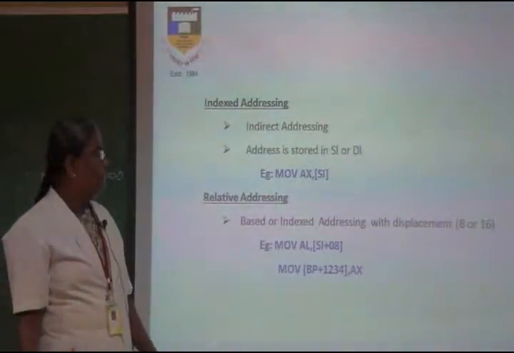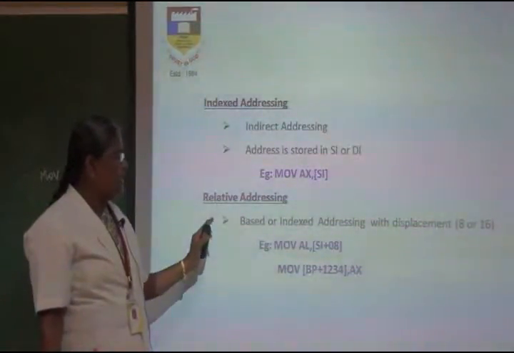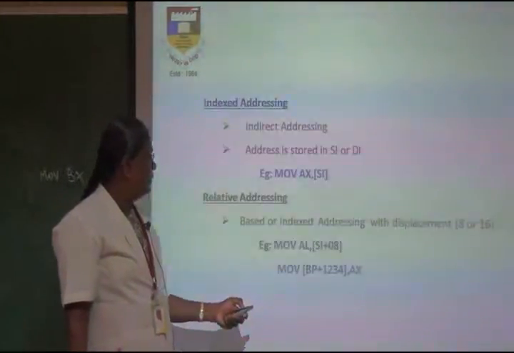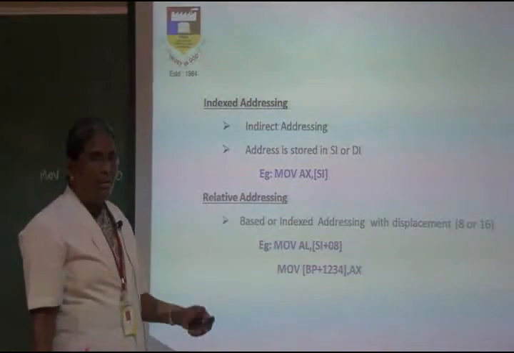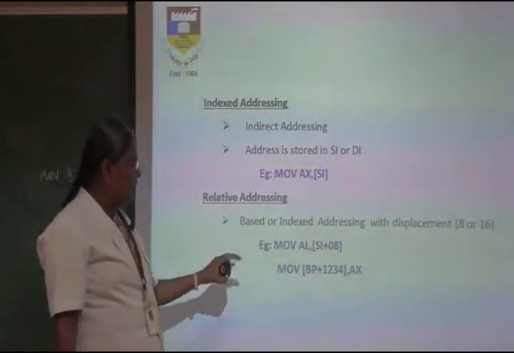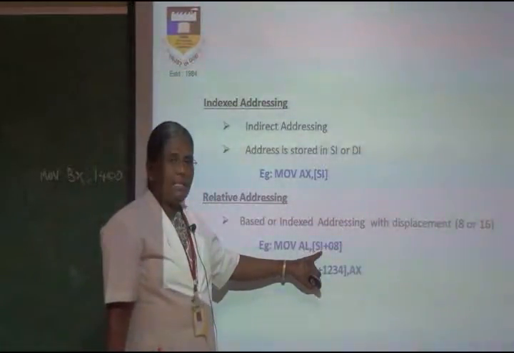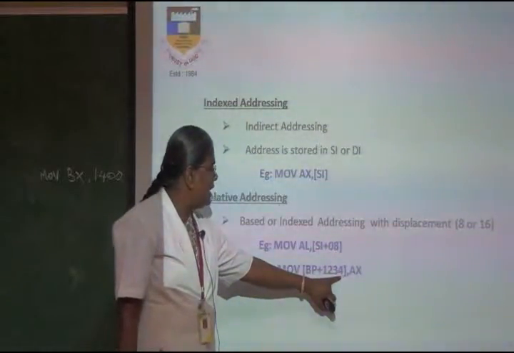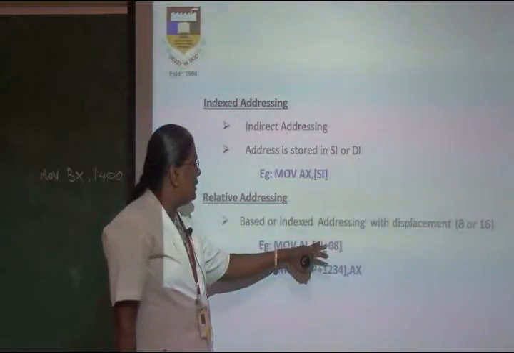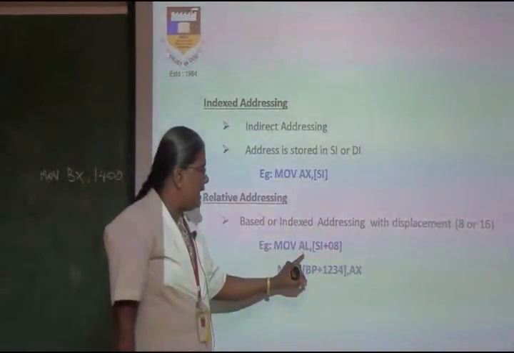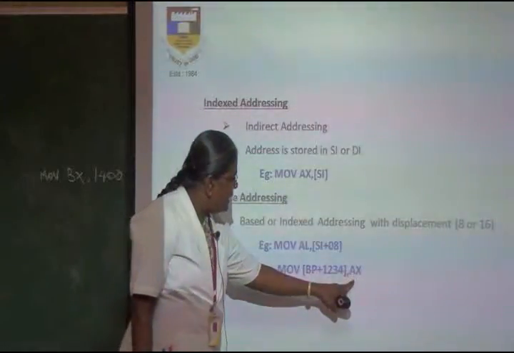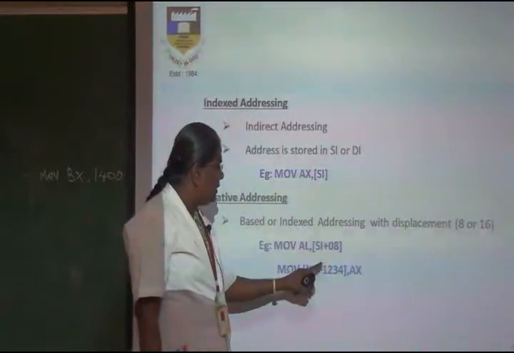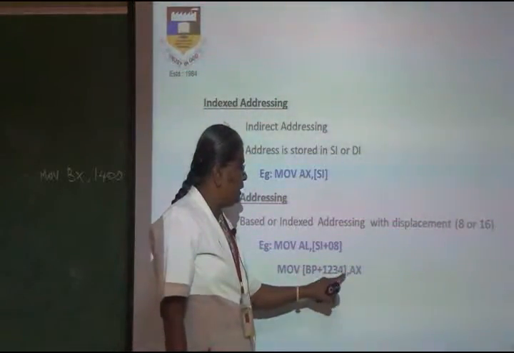Then relative addressing is used along with based addressing or indexed addressing with a displacement of 8-bit or 16-bit. The contents of that base register or index register are added with the displacement of 8-bit, or here 1234 is a 16-bit displacement. Then the contents will be moved to the accumulator, that is the AL register. Here the contents of the AX register are stored into the memory location pointed by the BP register plus this displacement 1234.